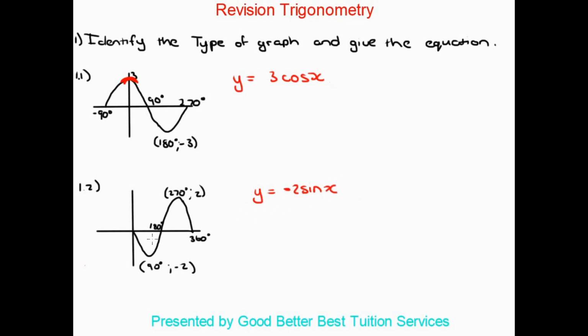Is there any shift? No, there isn't, because the graph passes through the x-axis here at 0 and at 180 degrees and 360 degrees again, confirming that this equation is y is equal to minus 2 sine x.